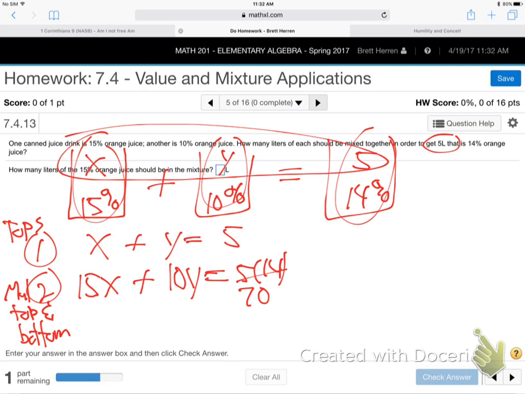Oh, by the way, let me explain now why you can ignore the decimal thing. Why is that okay? Well, because really if I did the decimals, it would be 0.15, 0.10, and 0.14 times the 5, right? Do you realize I could get rid of them as soon as they showed up by just multiplying both sides by 100, since it's on both sides of the equal sign?